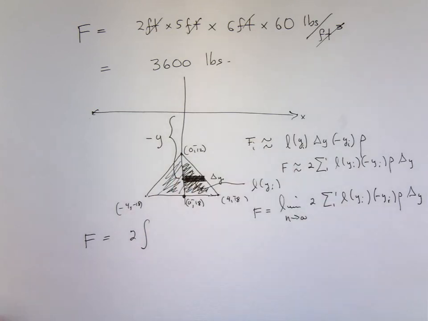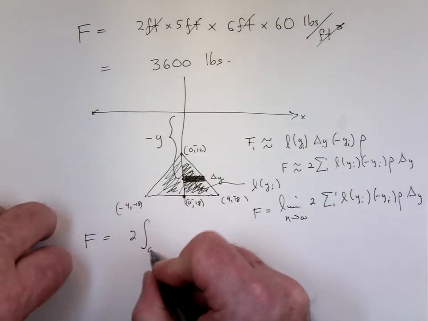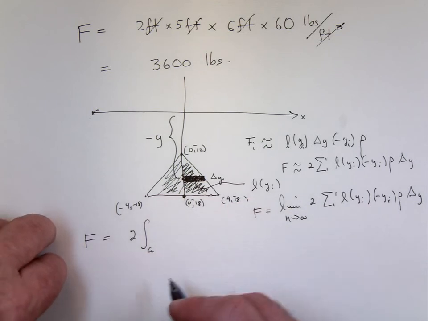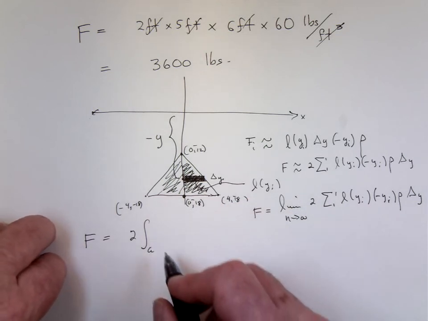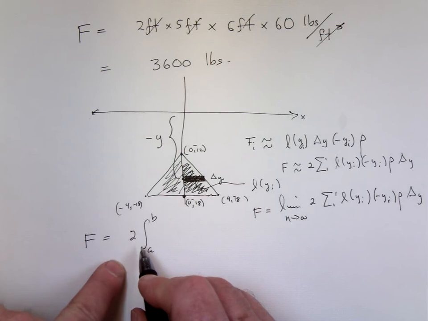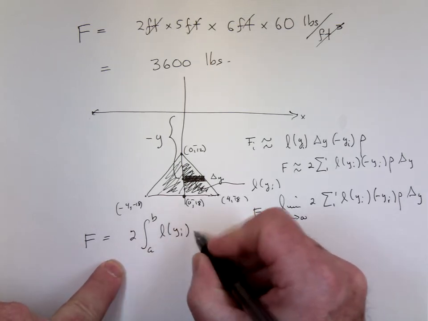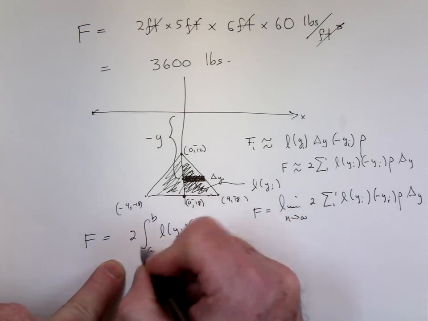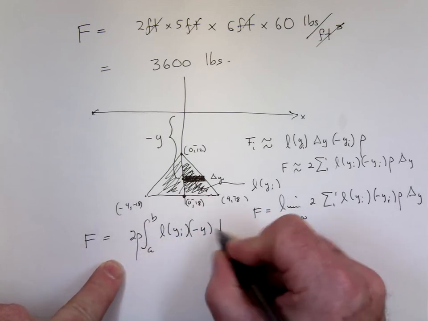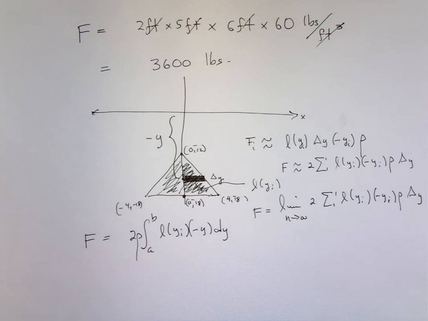But okay, and this time it's 2 times the length in terms of y times a negative y times the density, we can take out front, dy. This is a general form for fluid force on an object submerged in any medium. It doesn't matter, as long as you know the density of that medium. I got a 2 here in this case because I'm doubling it. Okay? So let's do it.